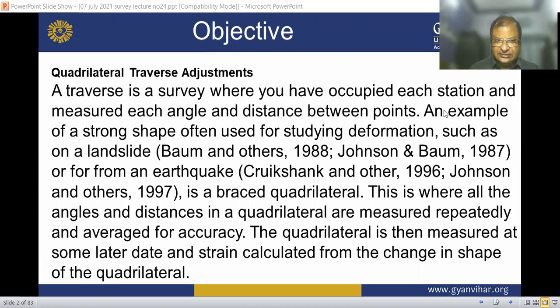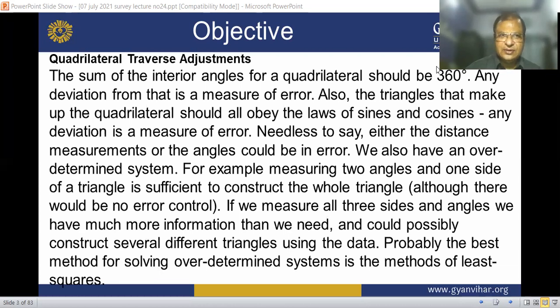This is where all the angles and the sides in the quadrilateral are measured repeatedly and averaged for accuracy. The quadrilateral is then measured at some later date and strain calculated from the change of shape of the quadrilateral. Quadrilateral traverse adjustment. The sum of interior angles of a quadrilateral should be 360 degrees, and any deviation from that is a measure of error.